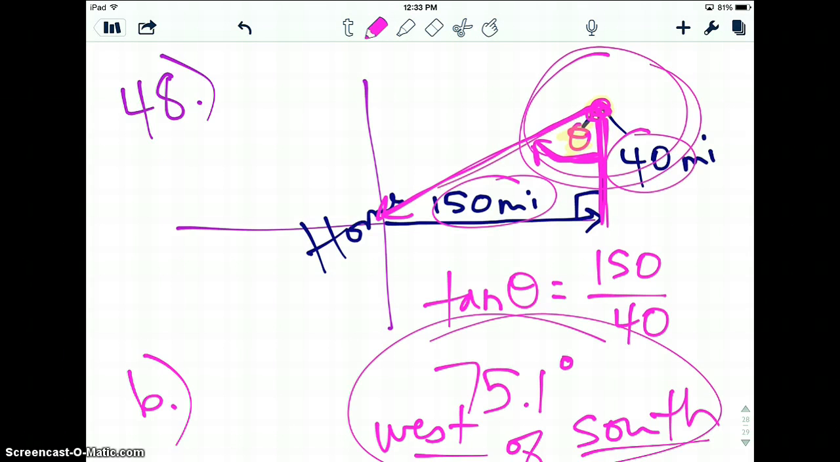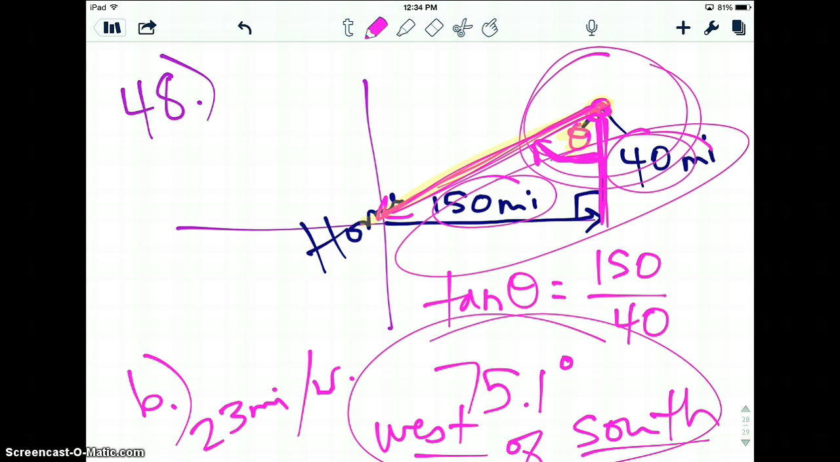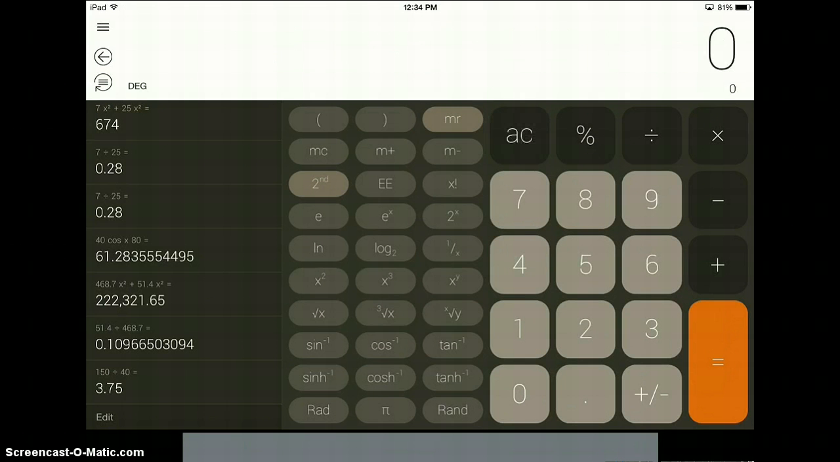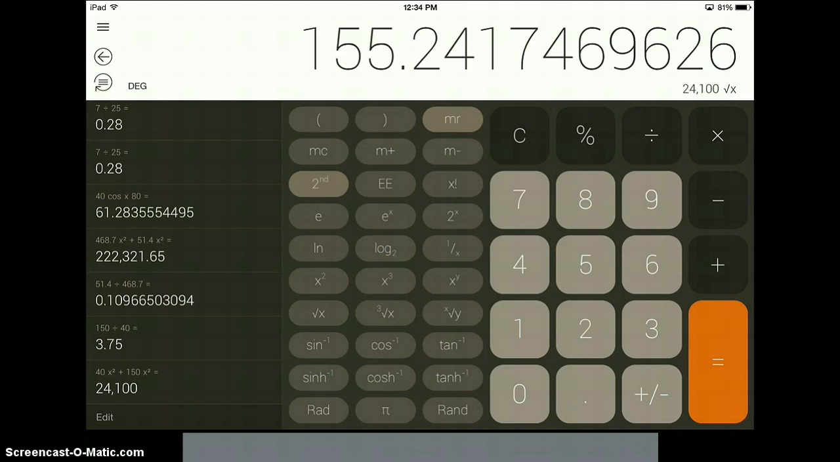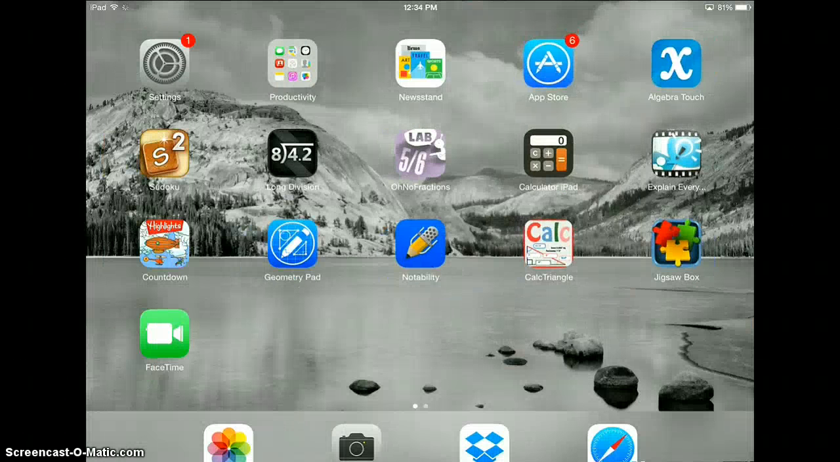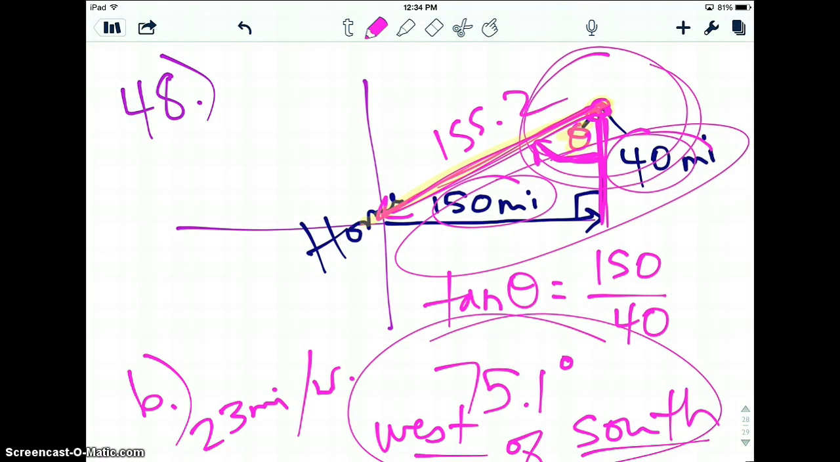Okay, so we need to know the magnitude of this. What's the length of this? And then I can bring in the information of traveling 23 miles per hour. How can I find that length? Well, I have both legs, so I can use the Pythagorean theorem. So I'm going to take 40 squared plus, what was the other one now? 150 squared, and then square root it. So I'm at about 155.2 for this, 155.2 miles. And they're going the speed of 23 miles per hour.